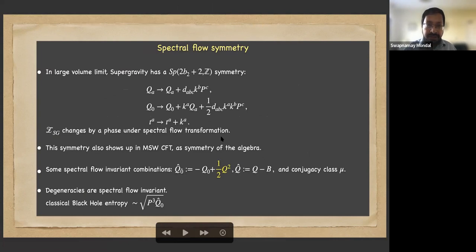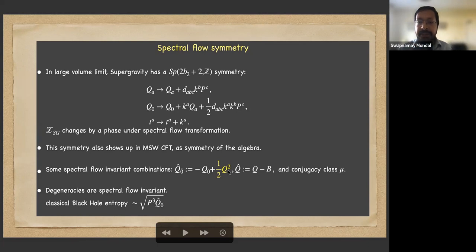Okay, now one important symmetry that supergravity has is spectral flow symmetry, under which the magnetic charge doesn't change, but the electric charges and the moduli both change. This also appears in the MSW CFT as the symmetry of the algebra. This is important because, since this is a symmetry of the theory, the degeneracies are unchanged under it. This is called spectral flow. So if you explicitly compute the classical black hole entropy, it is invariant under this spectral flow.